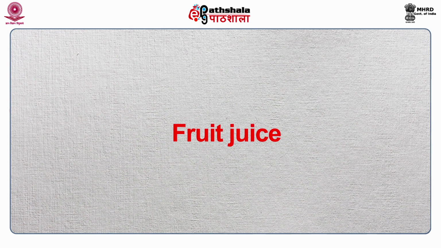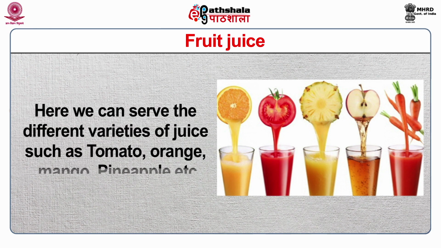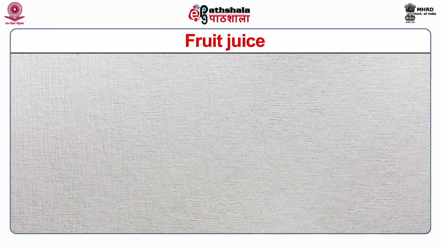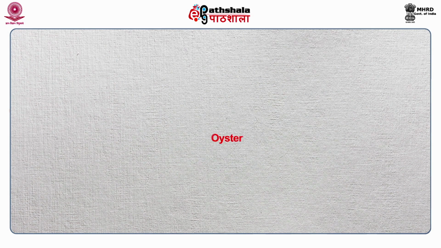Fruit juice is usually served in a juice glass or in a highball glass. Here, we can serve different varieties of juices such as tomato, orange, mango, pineapple, etc. When we are serving juice to the guest, at that time we should provide castor sugar as accompaniment to juices. One teaspoon is placed on the table for mixing. Tomato juice is served with Worcestershire sauce.